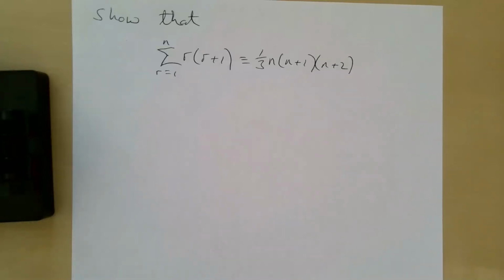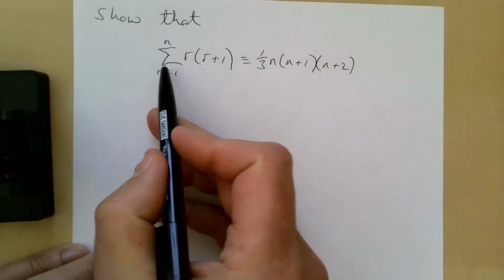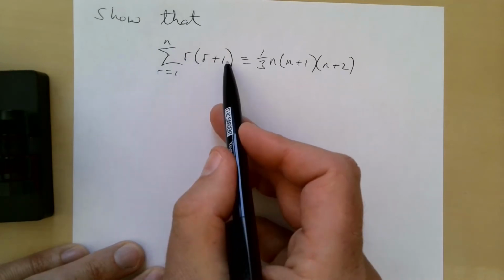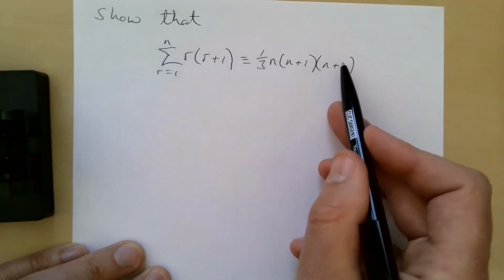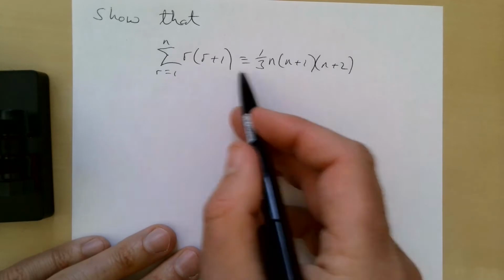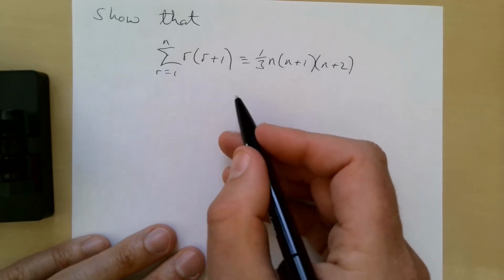Okay, this is example 3 in our notes. It's asked us to show that the sum of r upon r plus 1, between 1 and n, gives us this. So again, fairly standard question. That's how we can go with it.